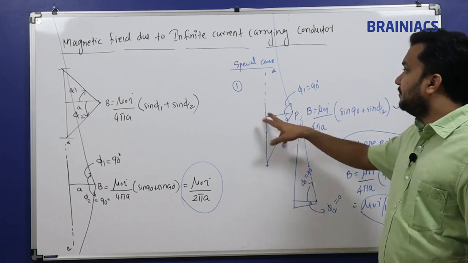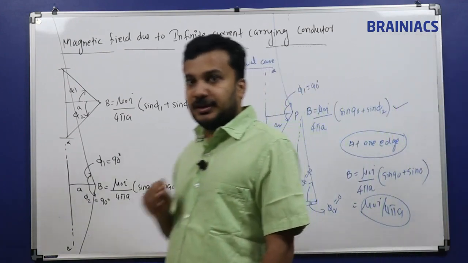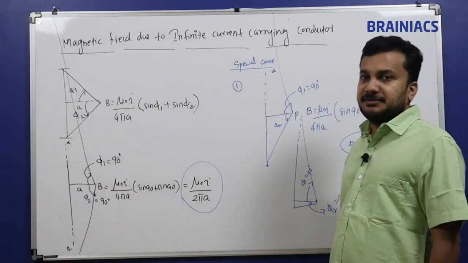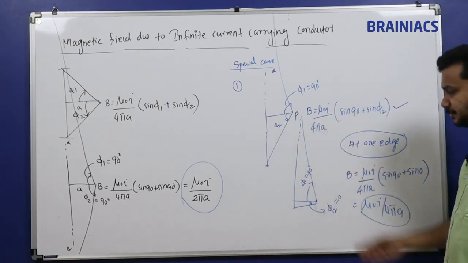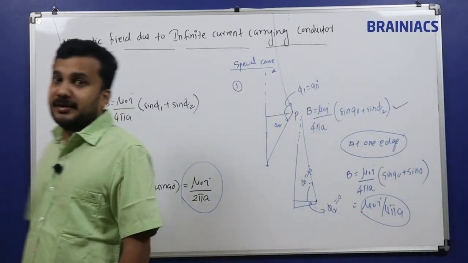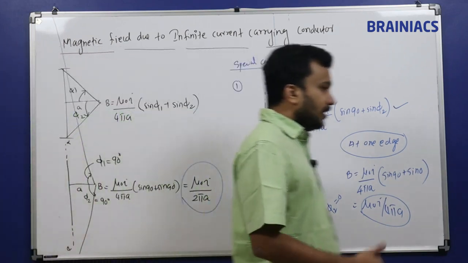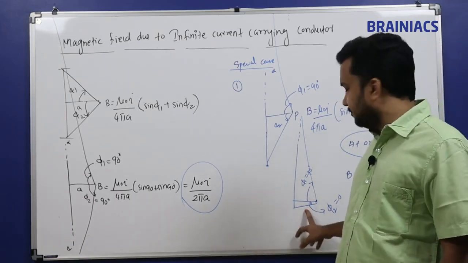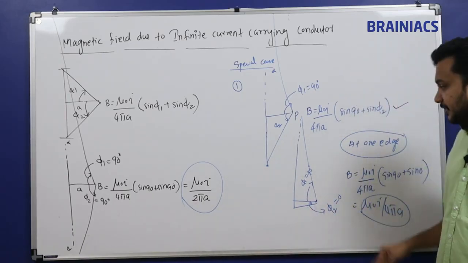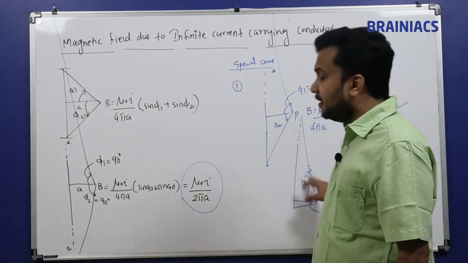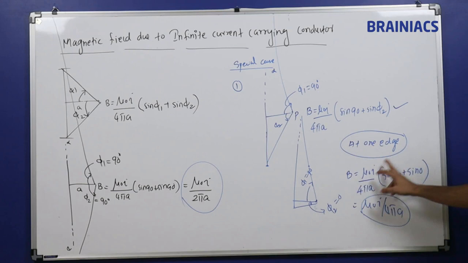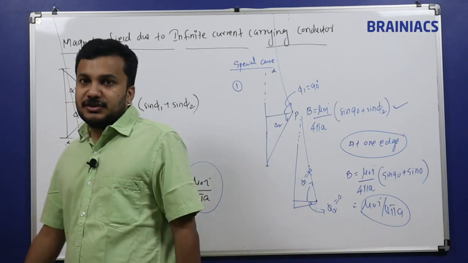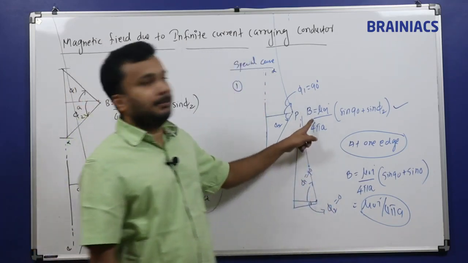Now what will happen if it's at some point and phi 2 is given to you? Phi 2 is exclusively given in the question and phi 1 is 90 because the other part is infinity. You have to use this formula. Suppose the point is very close to one edge, or at one edge. So phi 2 is a very negligible value, some 3 degrees, 4 degrees, or less than that. Phi 1 will be 90 degrees because it's going to infinity. So at one edge, it is mu 0 I by 4 pi a into (sin 90 plus sin 0), which gives mu 0 I divided by 4 pi a.